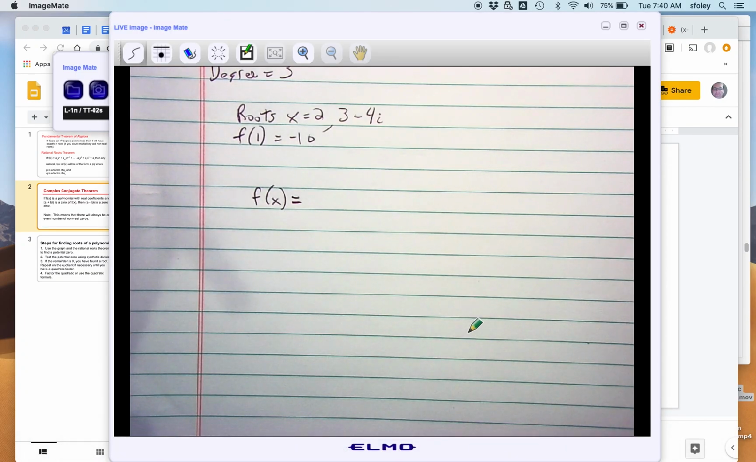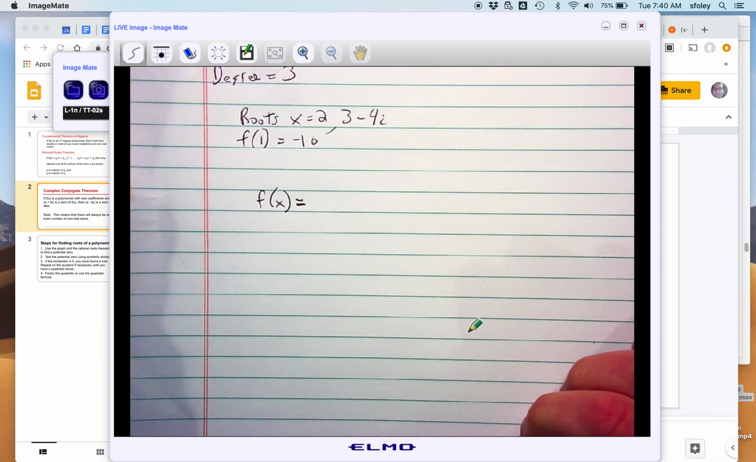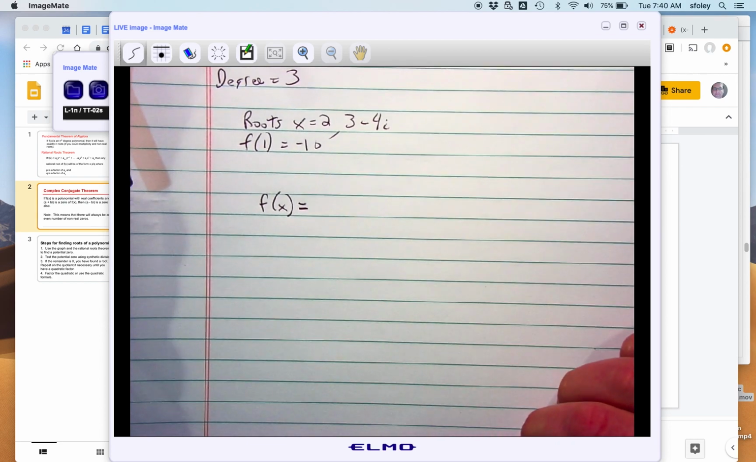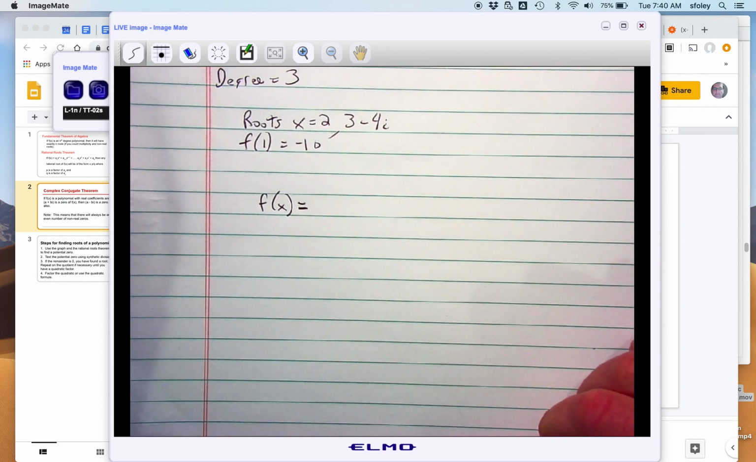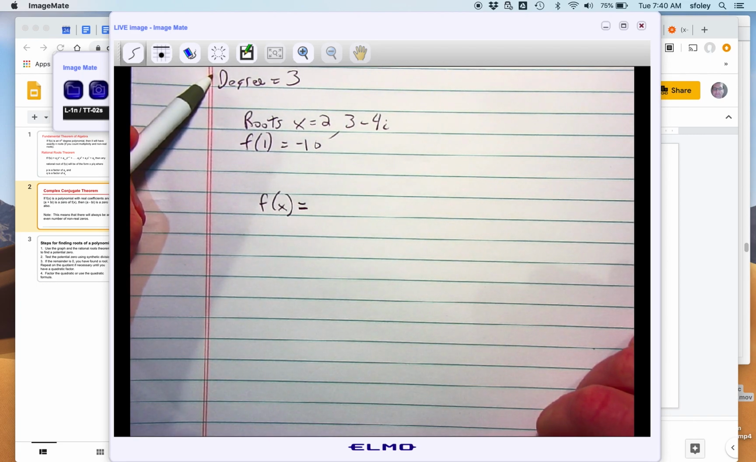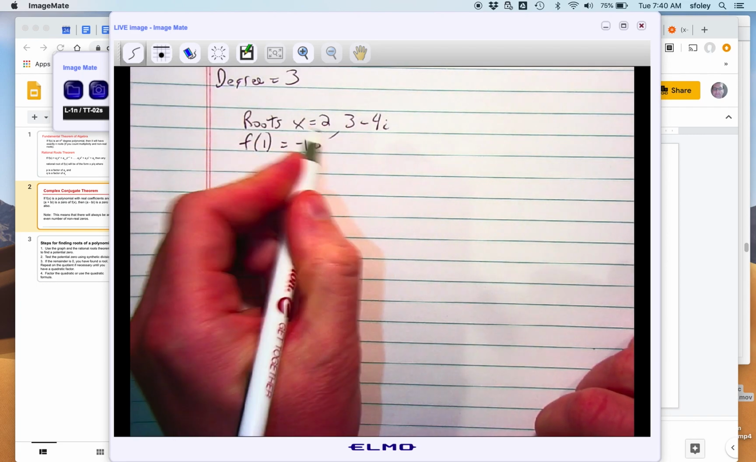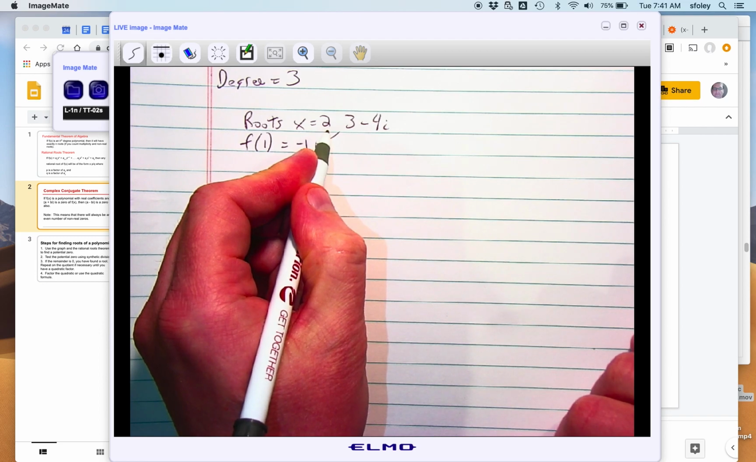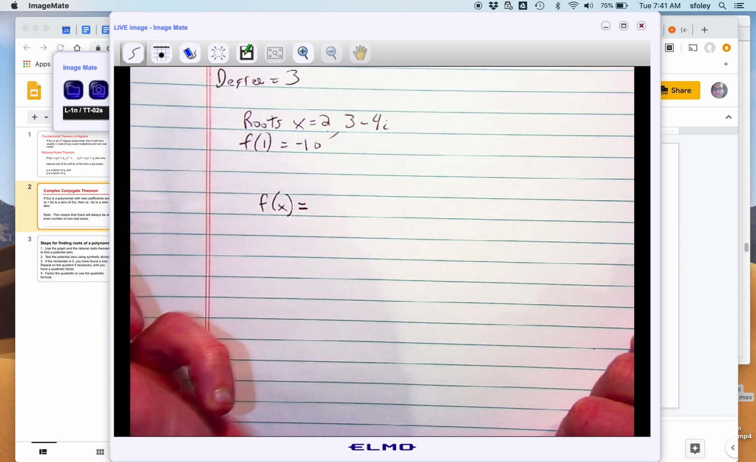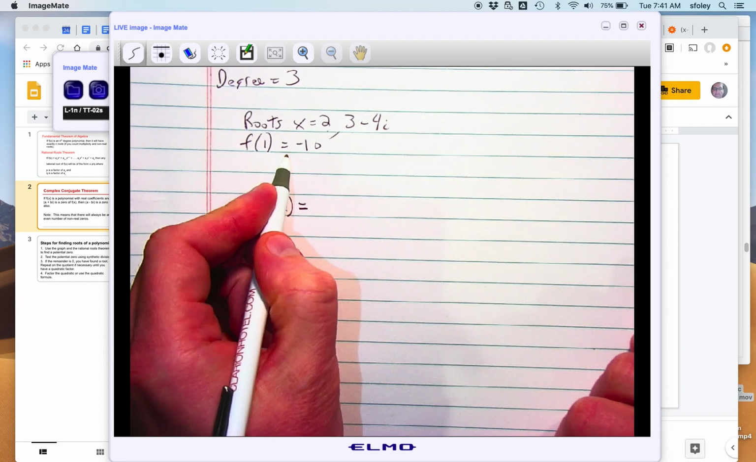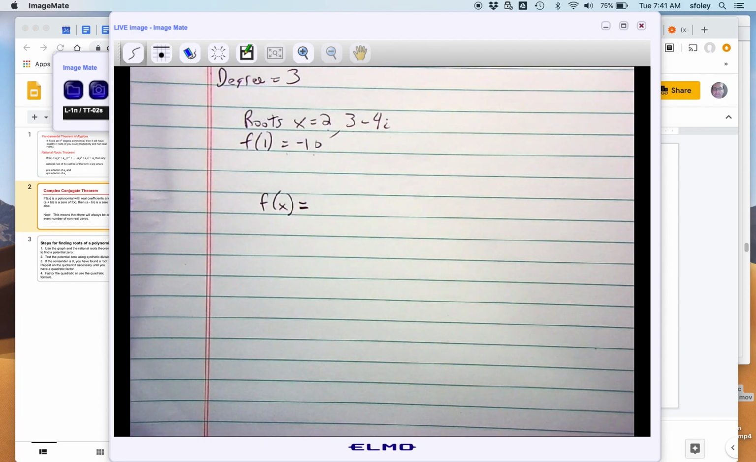All right, so we're going to talk about how to find the equation of a polynomial given some information like the roots. The example here is we're going to try and write an equation of a polynomial with degree 3. And I'm telling you that two of the roots are 2 and 3 minus 4i. And I also know that f of 1 equals negative 10. So when I plug in 1, I get negative 10.